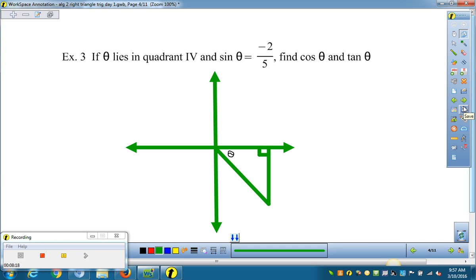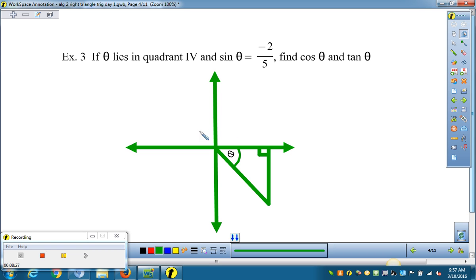Okay. For example, problems like this. It says theta lies in quadrant 4. So here is my theta in quadrant 4. And the sine of theta is negative 2 over 5. You're being asked to find cosine theta and tangent theta.